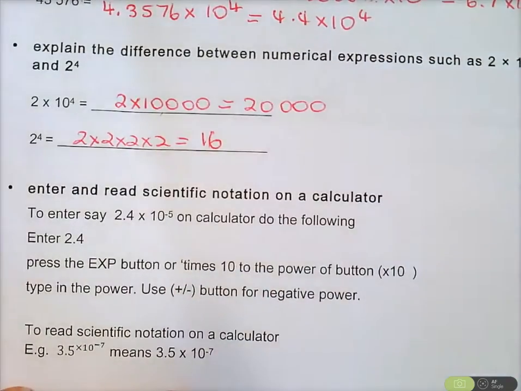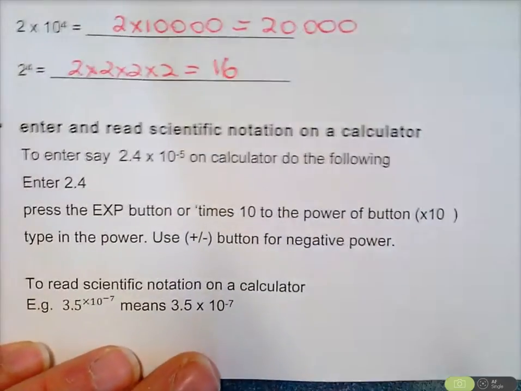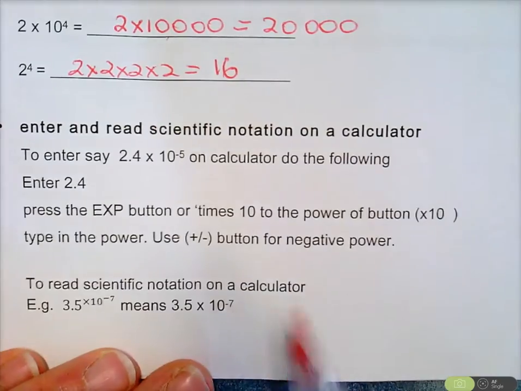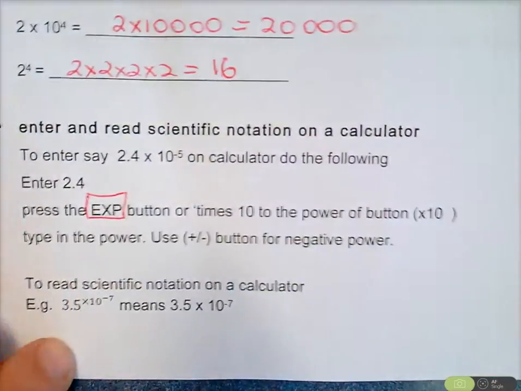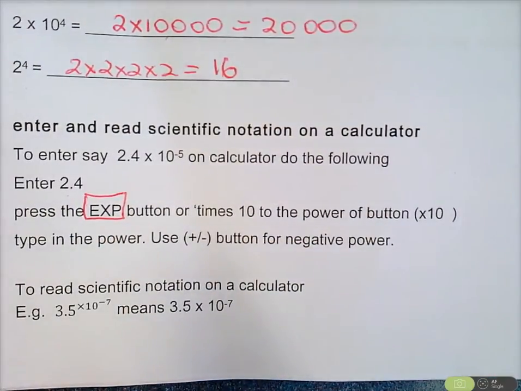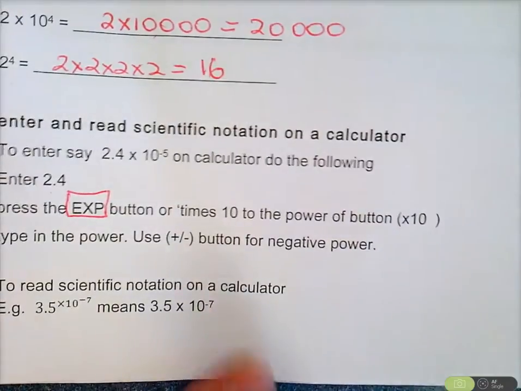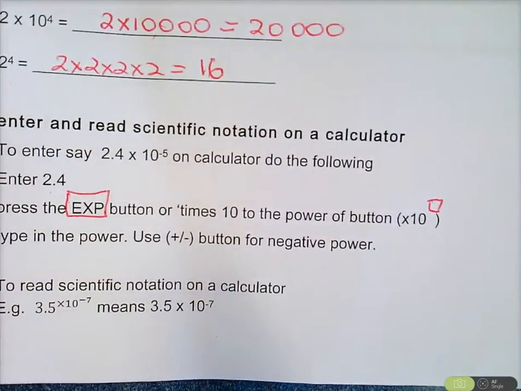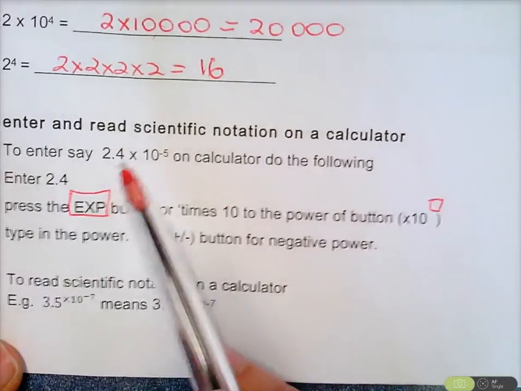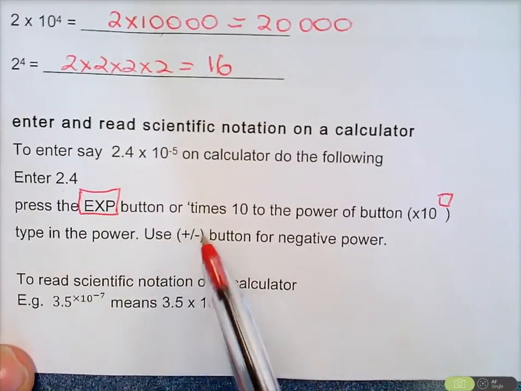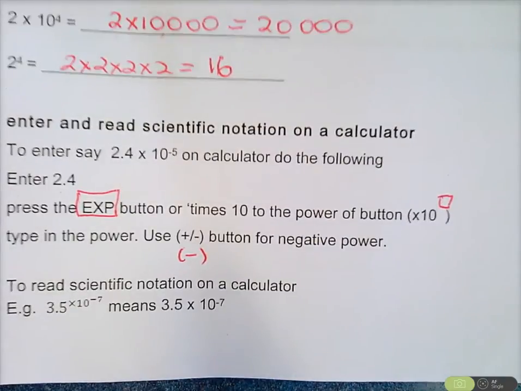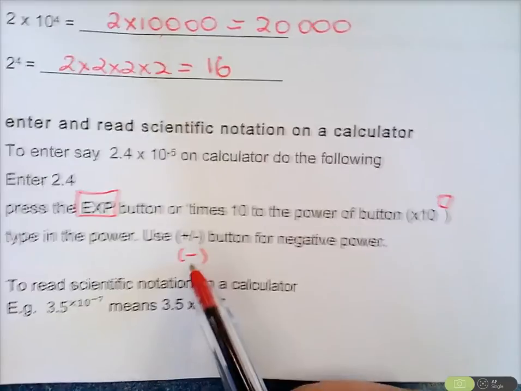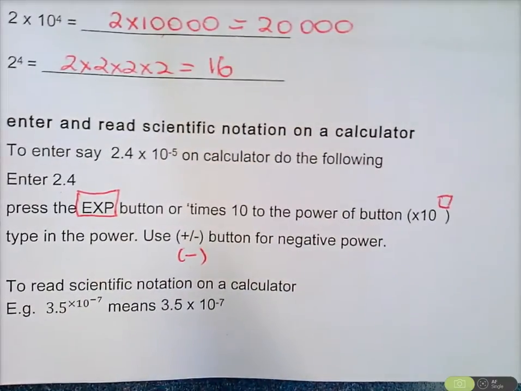So, to enter, say, 2 times 10 to the power of negative 5 on the calculator, this is what you do. You go 2.4 and then you press the EXP button, or some people have a times 10 with a little box button. And then if it's a negative power, you press the little plus minus button. But on some calculators, it's different: it's the positive negative button, or the negative button, not the big minus, okay?